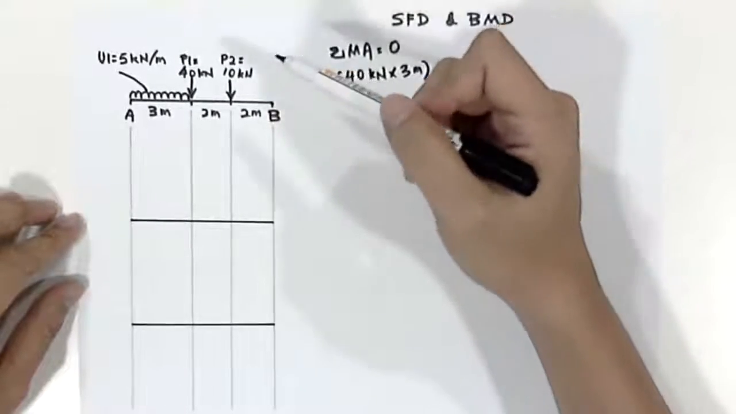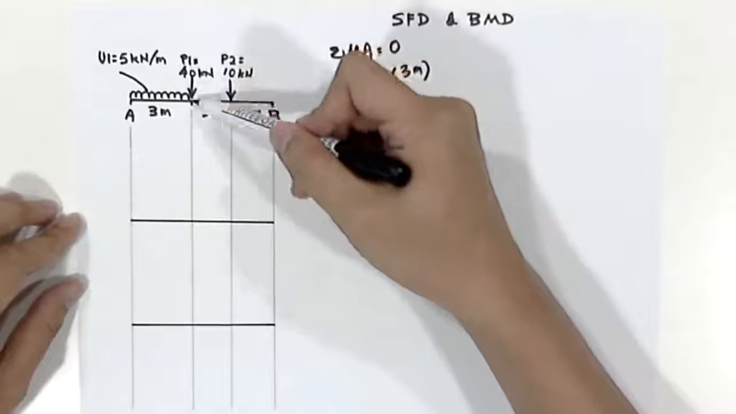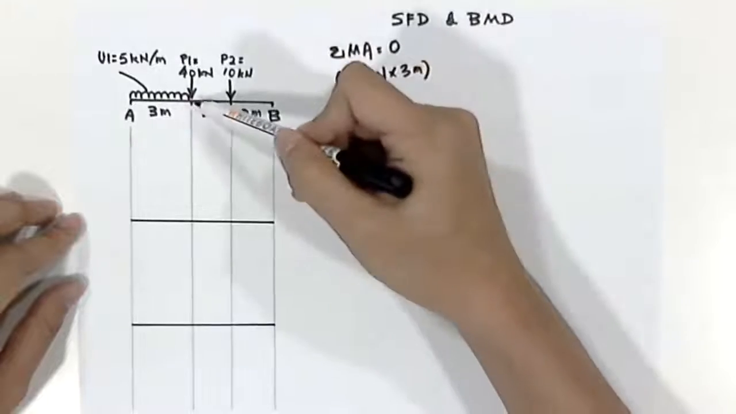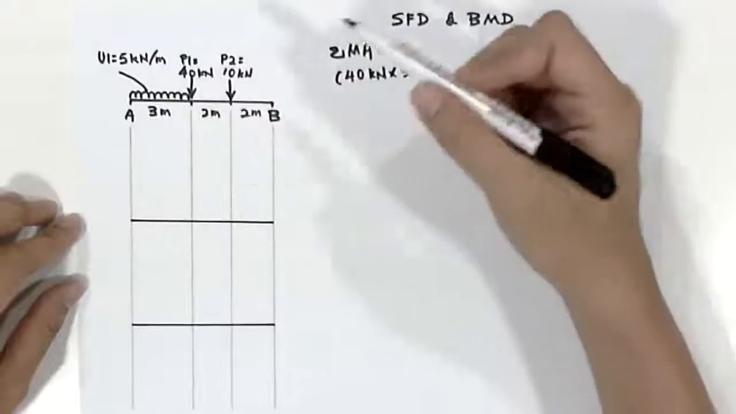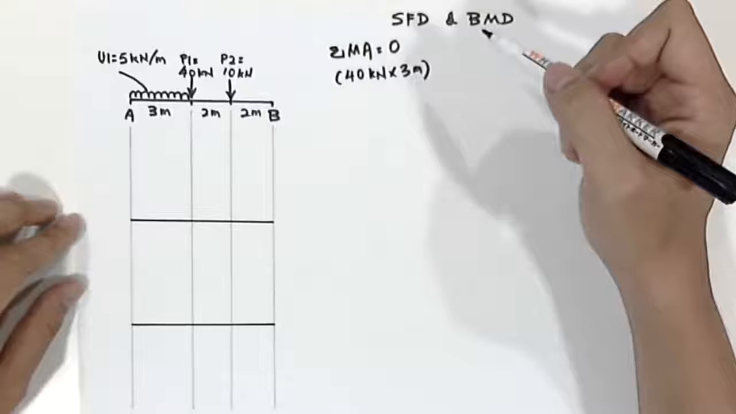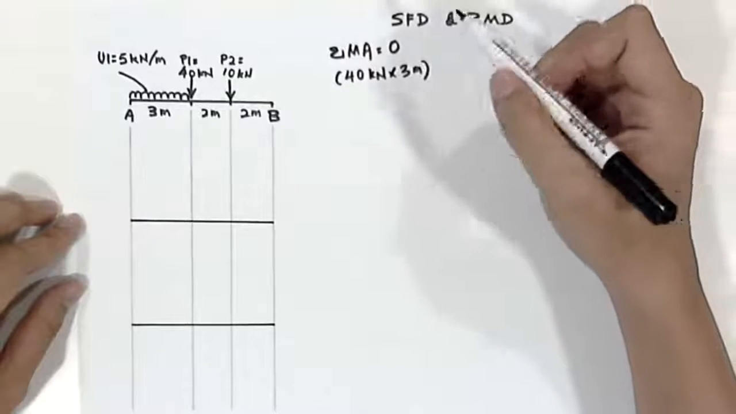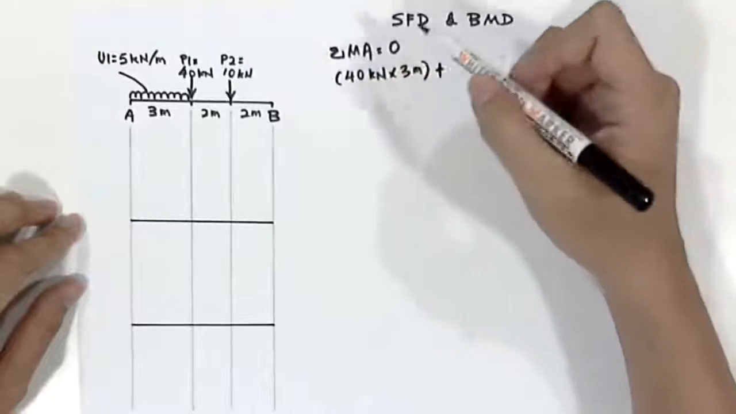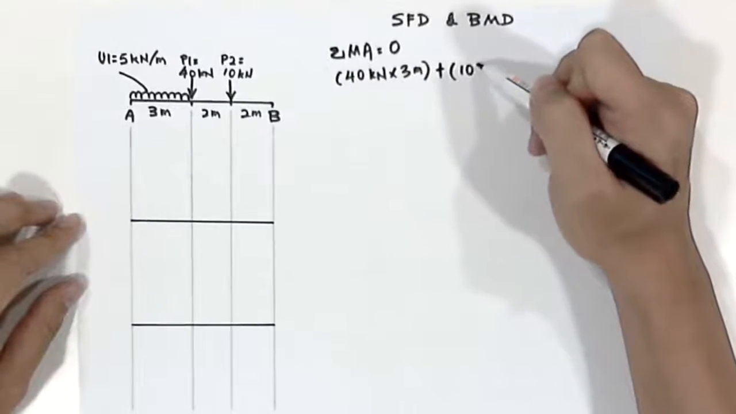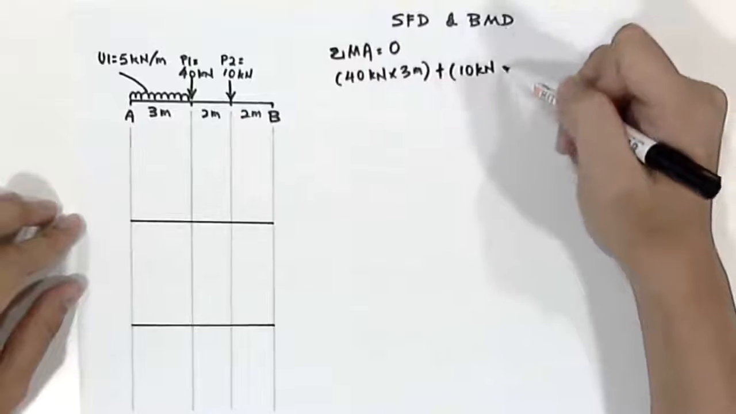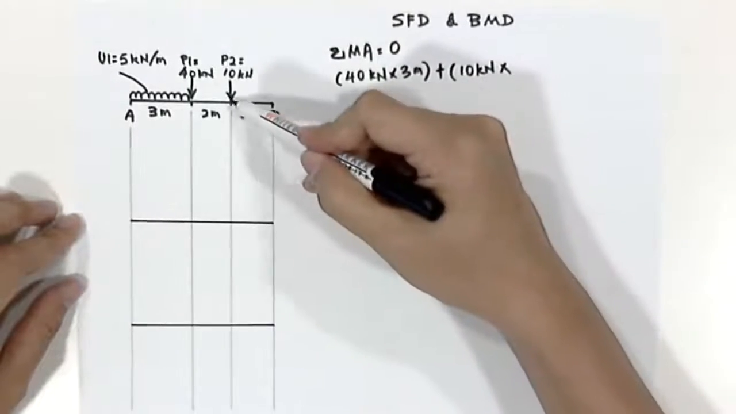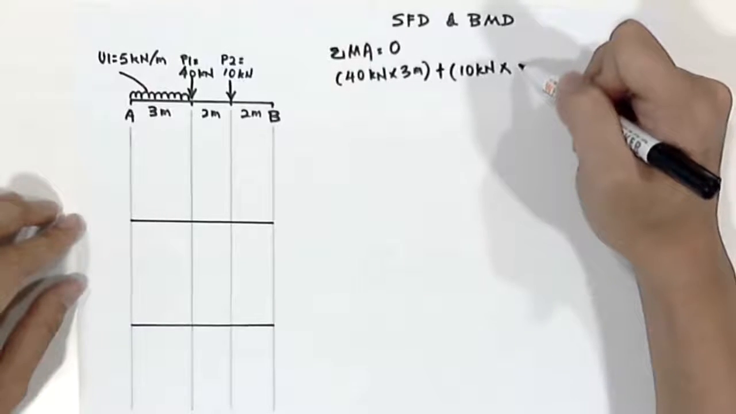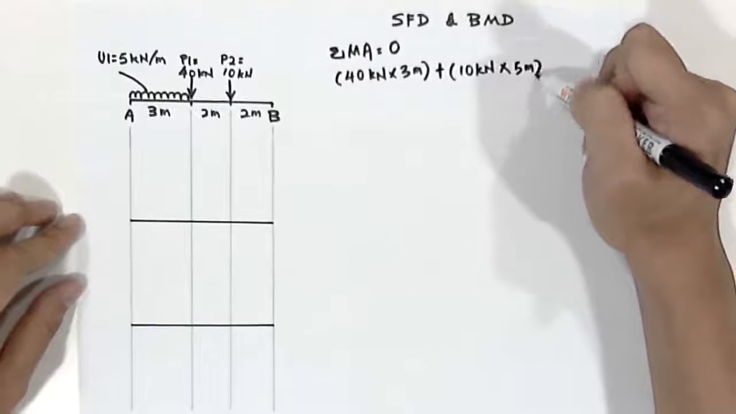This is because you have to calculate the load times the distance from point A, because we are using point A as our point of reference. The next thing will be P2, 10 kilonewton times the distance from point A, which is 5 meter.